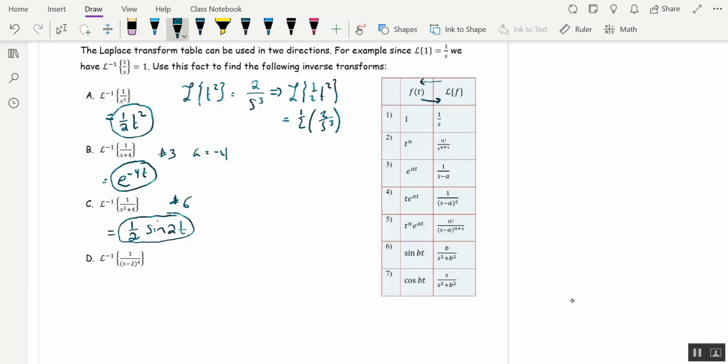Okay, and then the last one, d, this to me looks closest to formula number 5 with n equal 3. So if I just started out with, let's say, t cubed e to the 2t, if I took the Laplace transform of that, I would end up with a 3 factorial on top. I've got a 1 on top, so I'm going to put a 1/6 out here, and that will do it. And so you can see it's a little bit of an art, but you'll get used to it. And that is the end of this section.